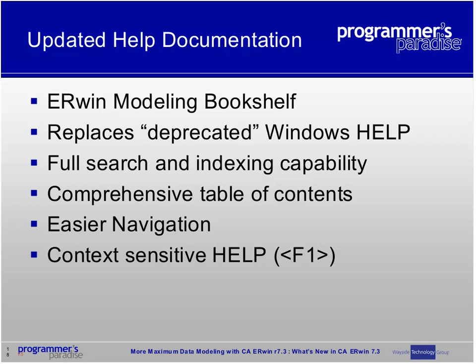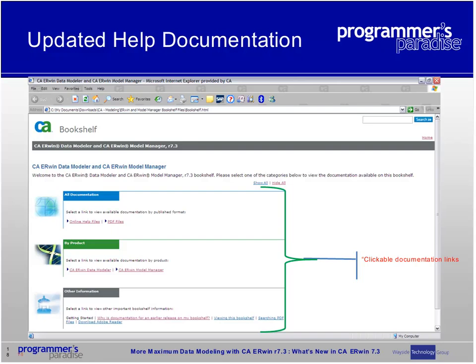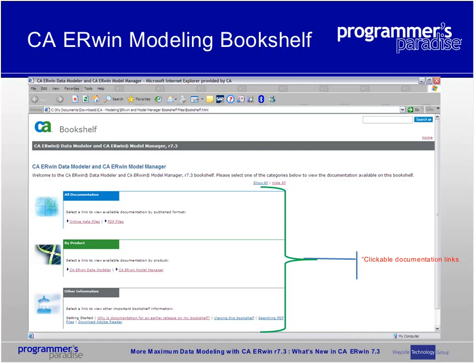Okay, so replace deprecated Windows help, full search and indexing capability. Now, if you go through your help, you see all of that information there as well. Oh, sorry, not here, but through ERwin. And then context-sensitive help is also there, and it's always there. As you know, when in ERwin you're working with something, you click on F1, it'll open up the window to show you what the changes are.